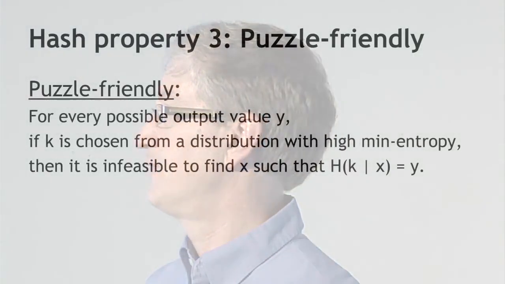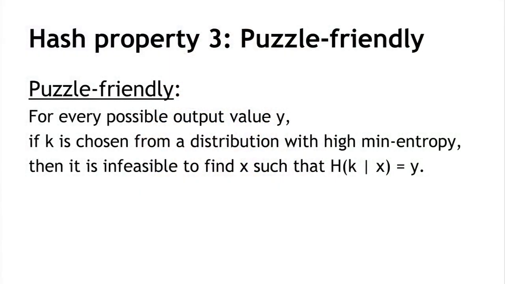The third security property we're going to need is that they're puzzle friendly. This is, again, a little more complicated, but let me go through it bit by bit. For any possible output value y that you might want from the hash function, if k is chosen from a distribution that has high min-entropy, that is, k is chosen randomly from some set that's super spread out, then there's no way to find an x such that the hash of k and x is equal to y.